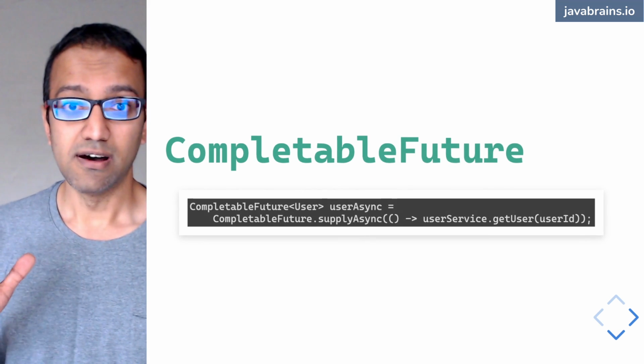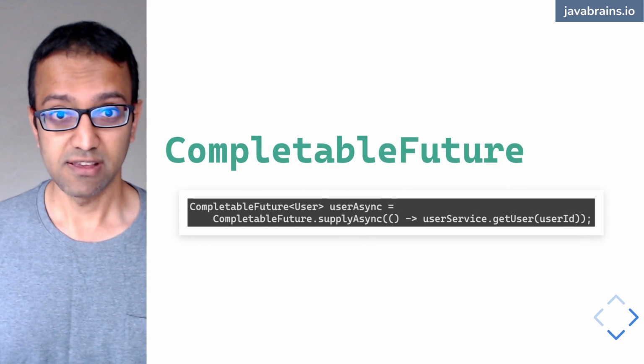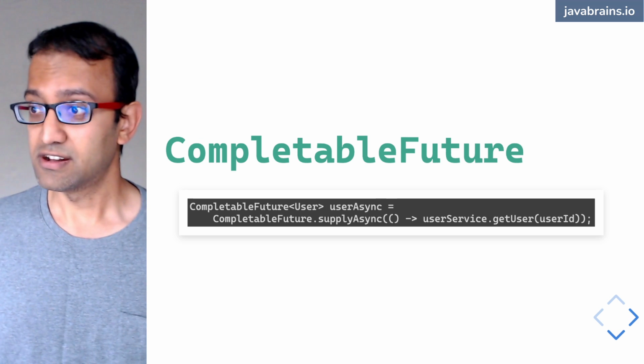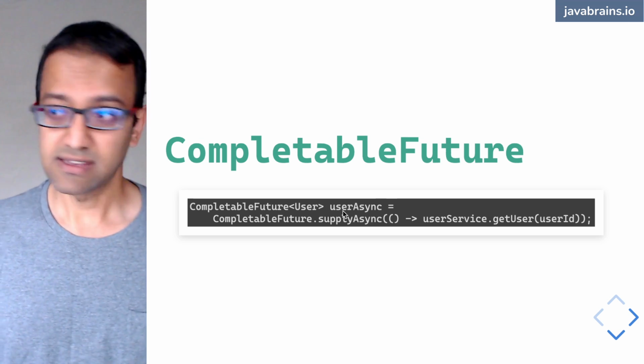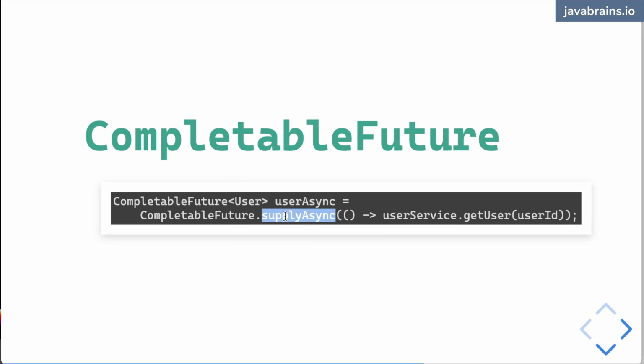You have a CompletableFuture, which is an object that you're going to get, returned by the supplyAsync method. The supplyAsync method takes in a long-running process. Here is a lambda doing userService.getUser with the user ID, which is what you did earlier. But now you're putting this into a lambda and passing that to the supplyAsync method, so you do CompletableFuture.supplyAsync. And what you're going to get back is an async object, right?